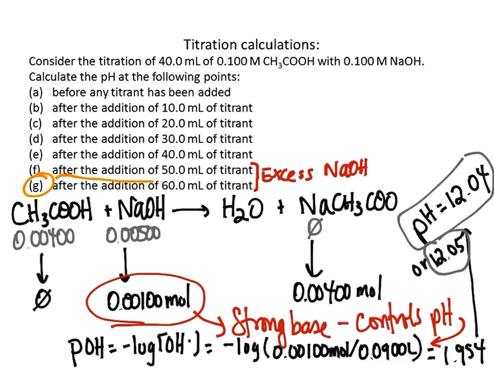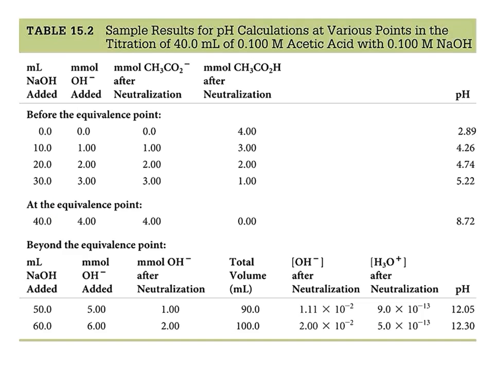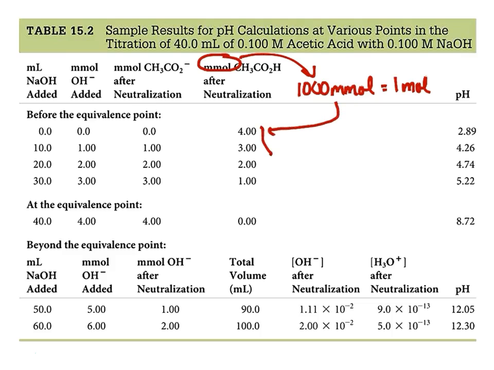Point G is very similar, except that instead of having 1 millimole excess, you have 2 millimoles excess, and the pH is 12.30. So that's why, again, this table is separated into 3 parts: before the equivalence point, at the equivalence point, and after the equivalence point. And again, it uses millimoles because those numbers make more sense than saying 0.004, 0.003. That's kind of annoying to have to say every time. So it's easier to say 4 and 3 and 2.